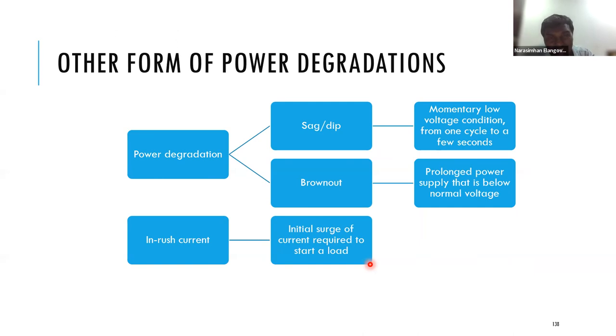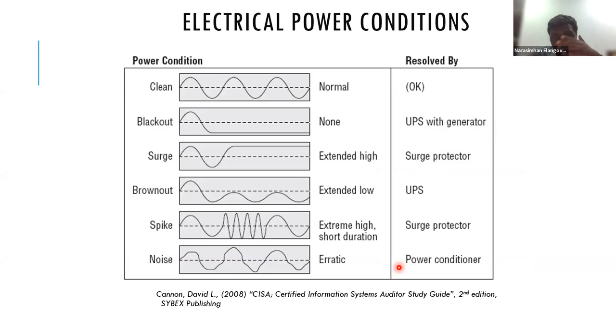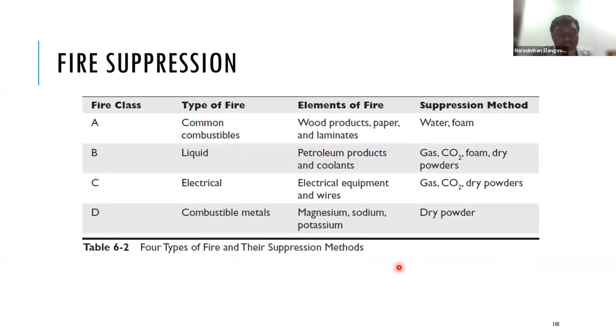For degradation, sag, for a few seconds the power came down, or brownout, which is prolonged at a lower level. I'm sure all of you would have experienced this. Then there is inrush current. Inrush current is typically when your power goes off and the UPS turns on, and your fan runs a little faster. That's because of inrush. There is so much power stored, and suddenly I'm pushing that. So that is basically called an inrush. Are we clear with this? These are just a few examples for your reference.